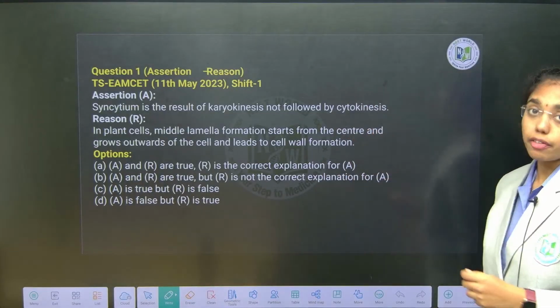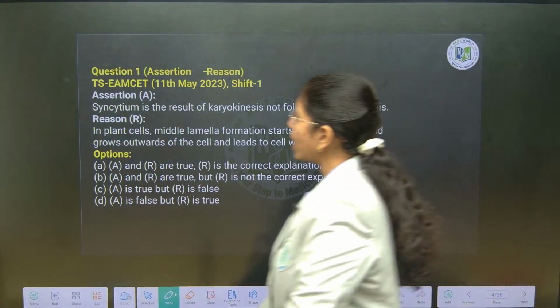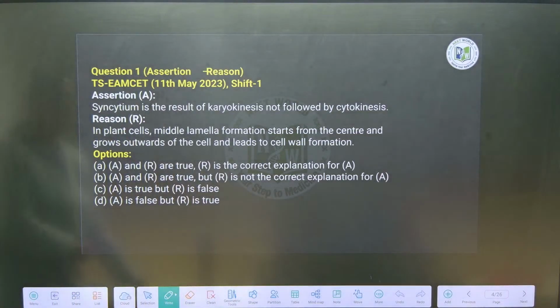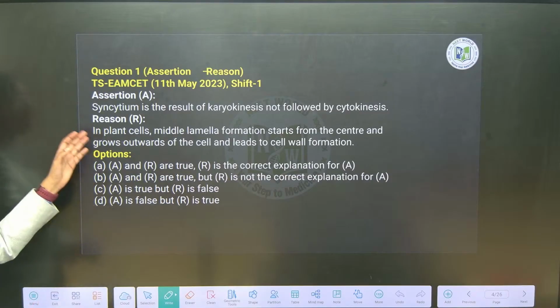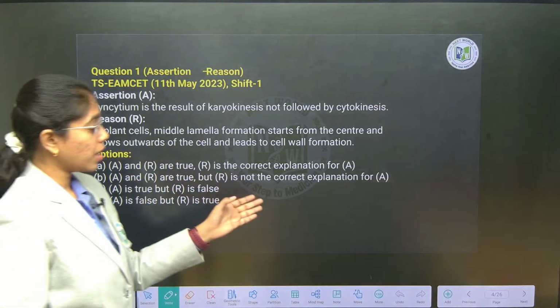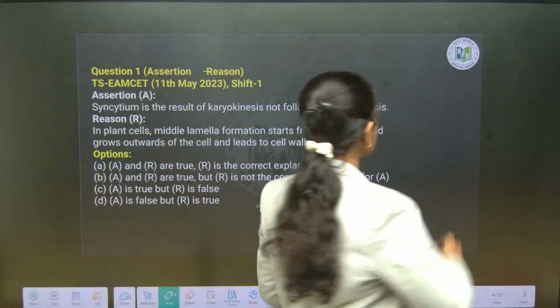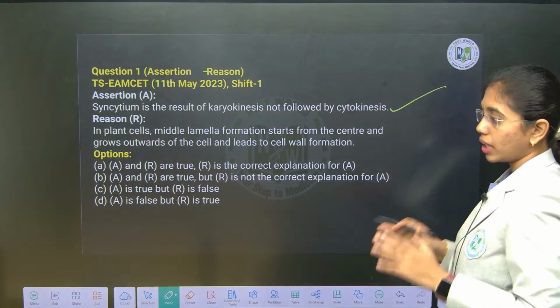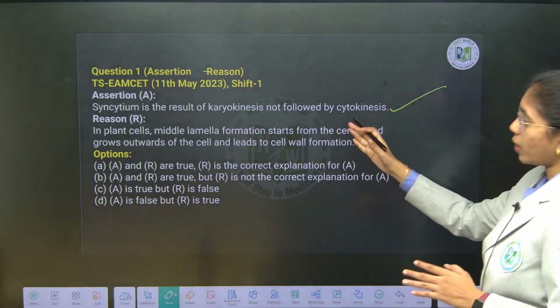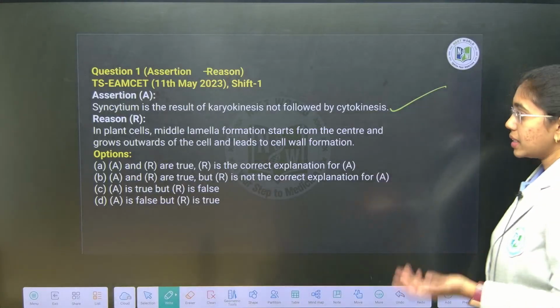If you look at the first question, it is an assertion and reason type of question. In the assertion, it is clearly said that syncytium is the result of karyokinesis not followed by cytokinesis, which is 100% correct. Syncytium is the result of karyokinesis which is not followed by cytokinesis.